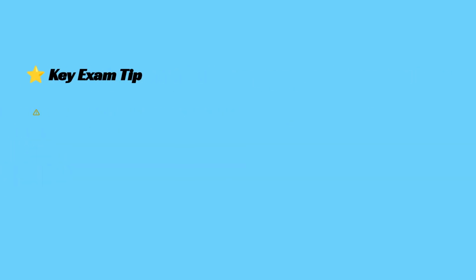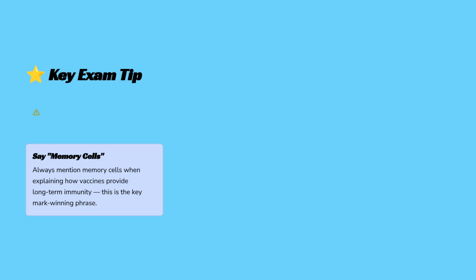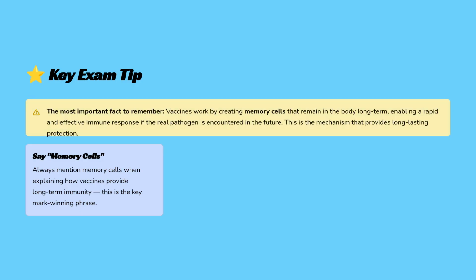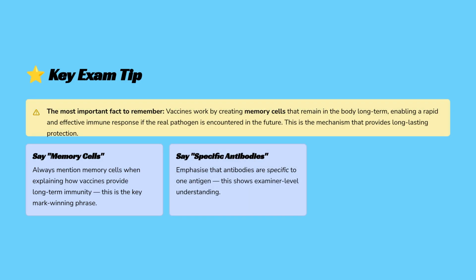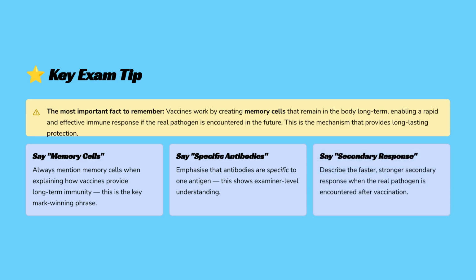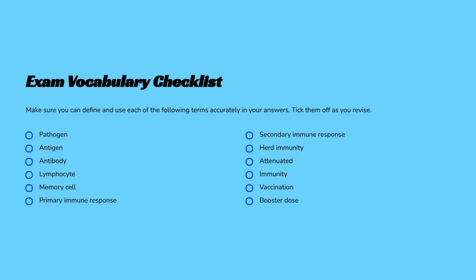For top marks in your exam, always mention memory cells for long-term immunity. Emphasize that antibodies are, quote, specific to antigens, and describe the secondary response as faster and stronger. Here is a vocabulary checklist for your revision. Ensure you can define terms like pathogen, antigen, antibody, lymphocyte, memory cell, and herd immunity to build a strong foundation.